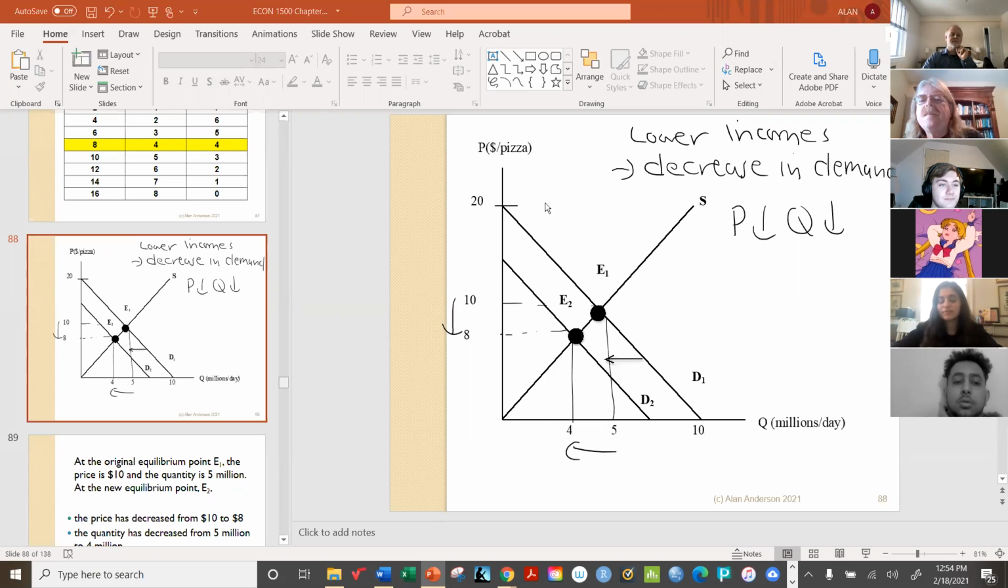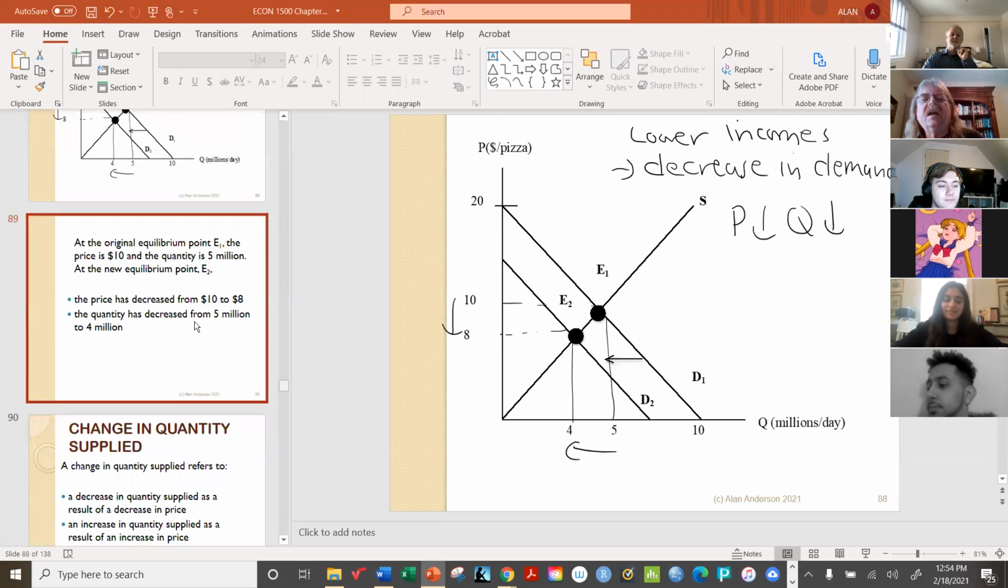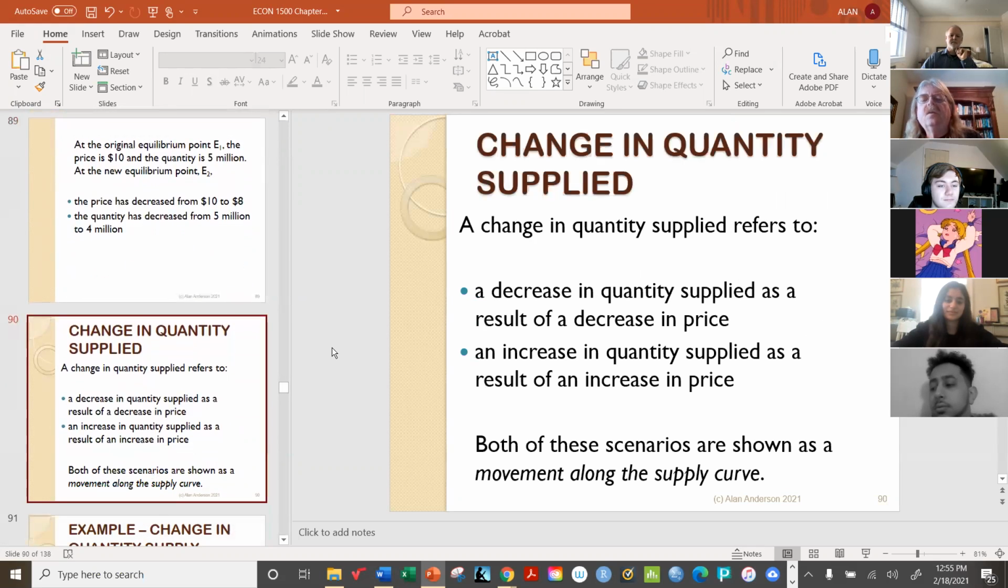All right. Well, anyway, so this is the opposite case. This is the reduction in demand. Now, the next thing we want to consider is what happens if there are changes in supply other than changes in the price. So we can have an increase in supply.